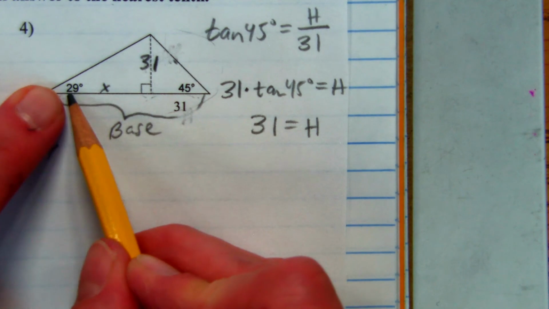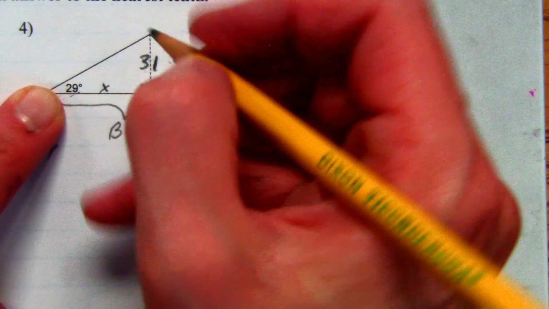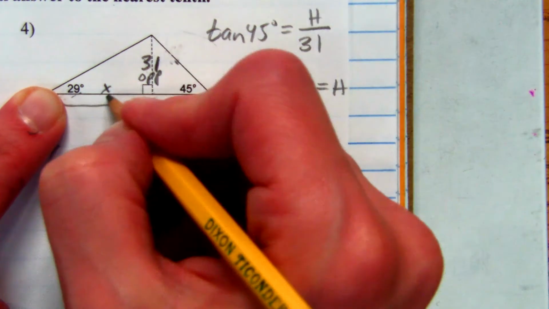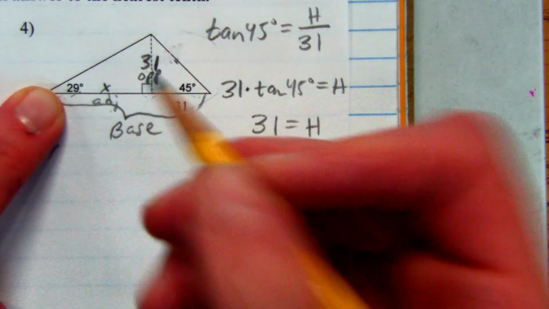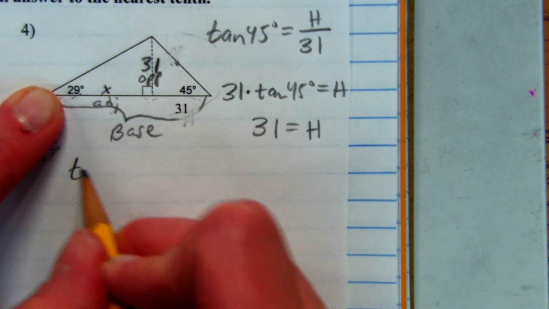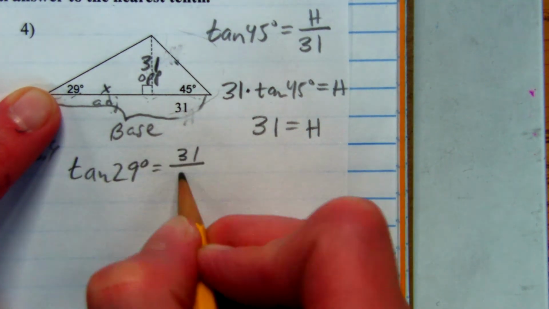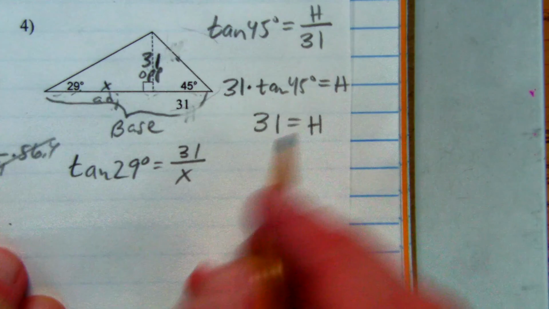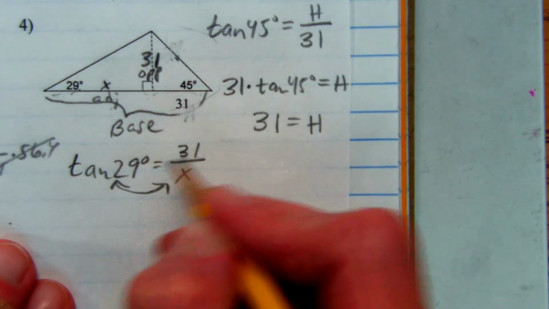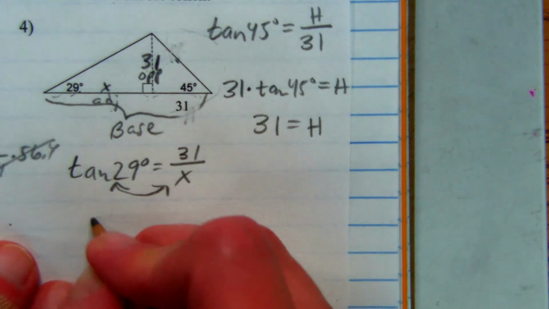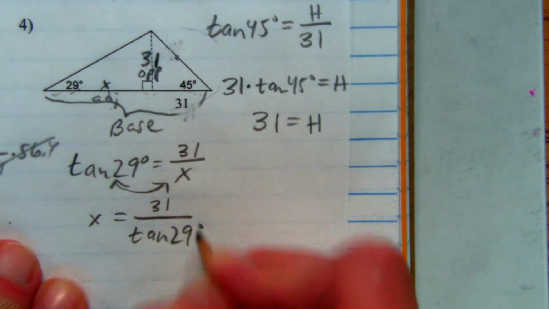So here's the angle we're working with, 29 degrees. 31 is across from that, so that would be the opposite, and x is next to it, so that would be the adjacent. So opposite and adjacent, again, would be tangent. So we'll have tangent of 29 degrees equals 31 over x. So what was the trick for these? Just switch the bottom of this with this side. The 31 is the only thing that stays. So we'll get x equals 31 over tangent 29.